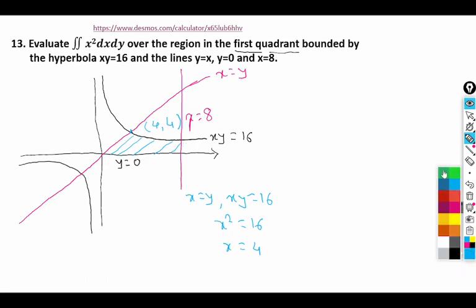Now for this region, yes, we can take a vertical strip here. If we take a vertical strip, the lower end touches y equal to 0, and the upper end touches y equal to x. Now you will see the minimum value of x is 0. It starts with 0. The maximum value of x is 8.